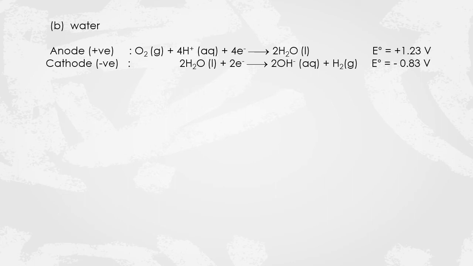B. Water is given, which means the possible cations and anions that will be attracted to the respective electrodes are water. Even though we only have water, please be reminded that water has 2 SRP values, so we need to look at that carefully. As for the anode with positive terminal, they will attract water that has a more positive value of +1.23. As for the cathode with negative terminal, we're going to attract the water with the more negative value, -0.83.